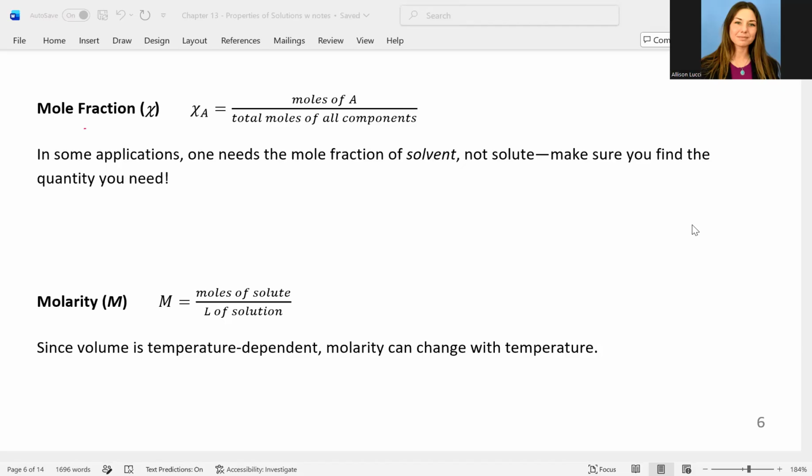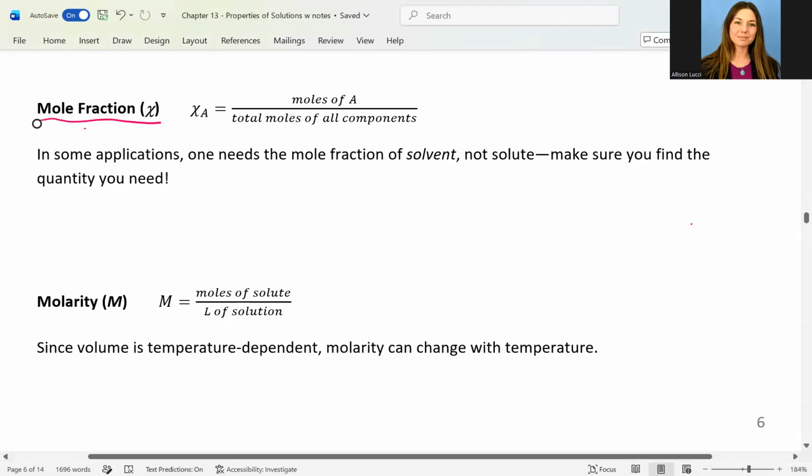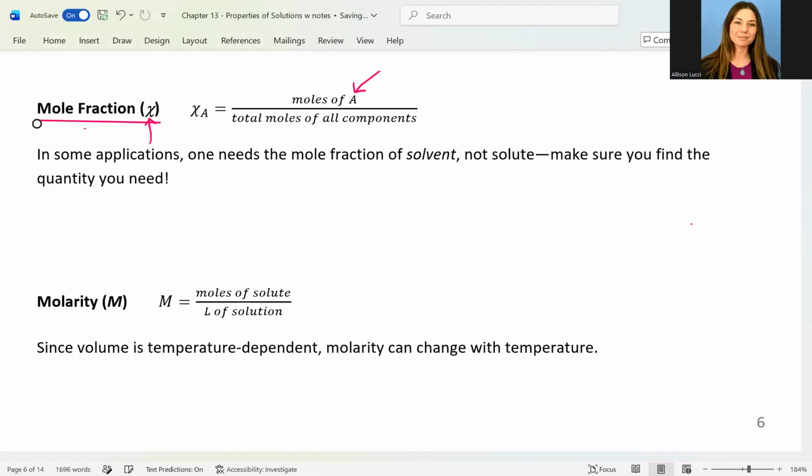Here we see some more units of concentration that may be useful in our calculations in this chapter. So the first unit for this video is the mole fraction, and it's abbreviated with this symbol chi, this X. And if we're talking about moles of A here, our analyte, we find the mole fraction by dividing by total moles of all components in our sample.